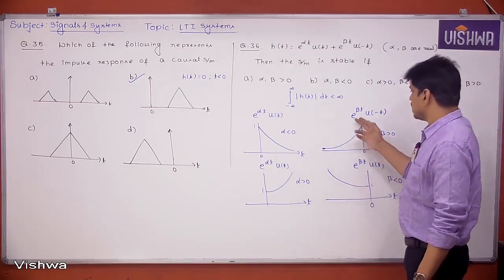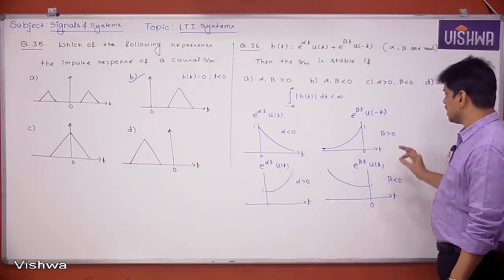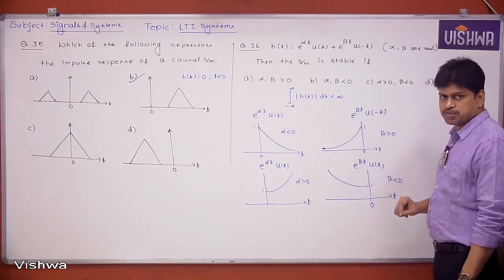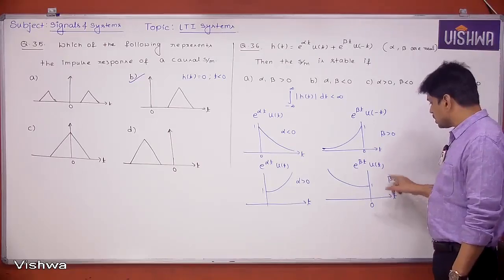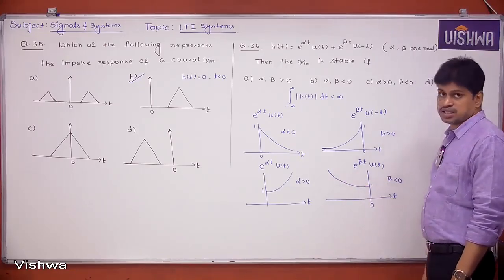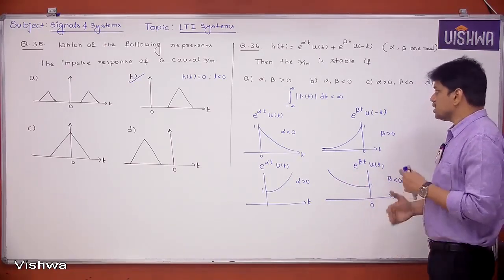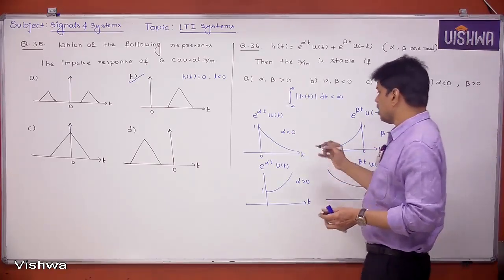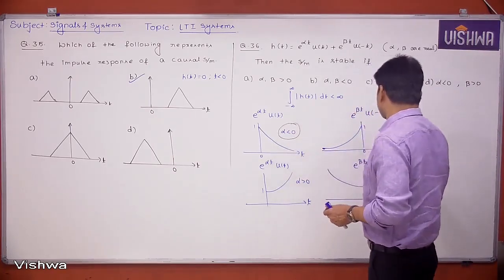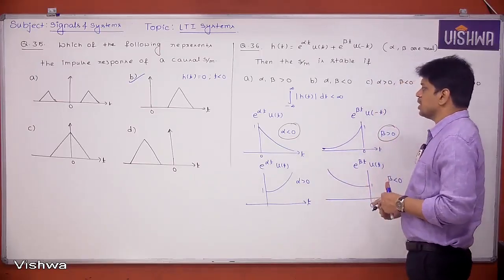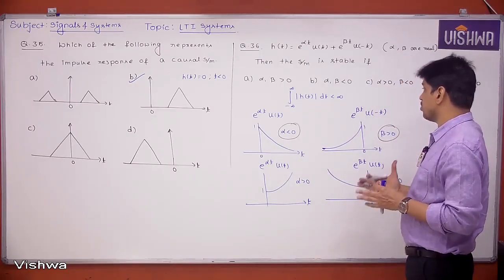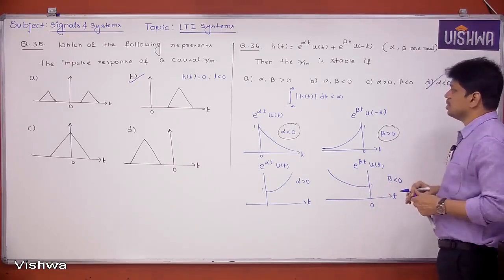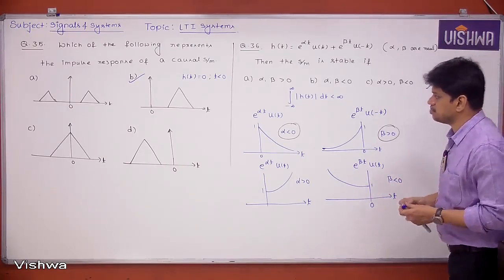Next, e power beta t u of minus t, in that beta greater than 0 is going to give you the finite area. If beta is less than 0, then this curve has infinite area under it. So we are getting finite values for this condition and this condition. That means if alpha is less than 0 and beta is greater than 0, then the area under the h of t curve is a finite value. So then the system becomes stable. Option D is correct. Take it.